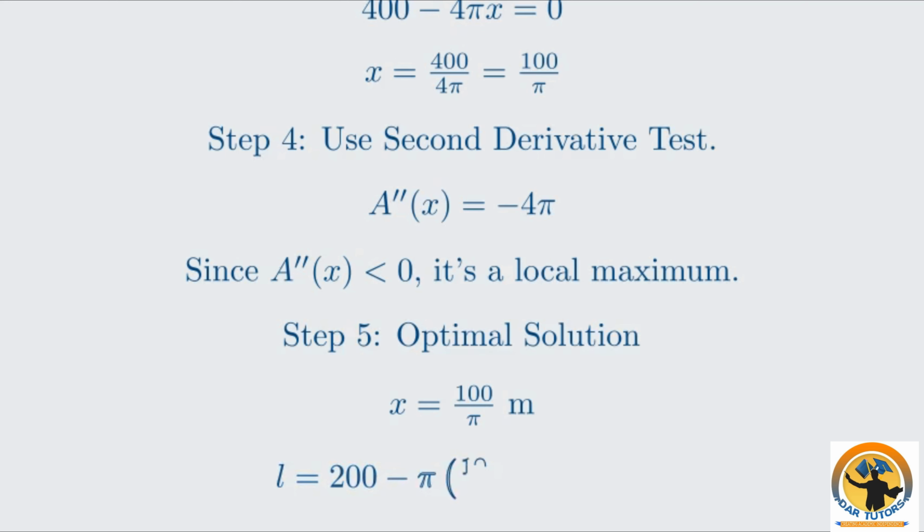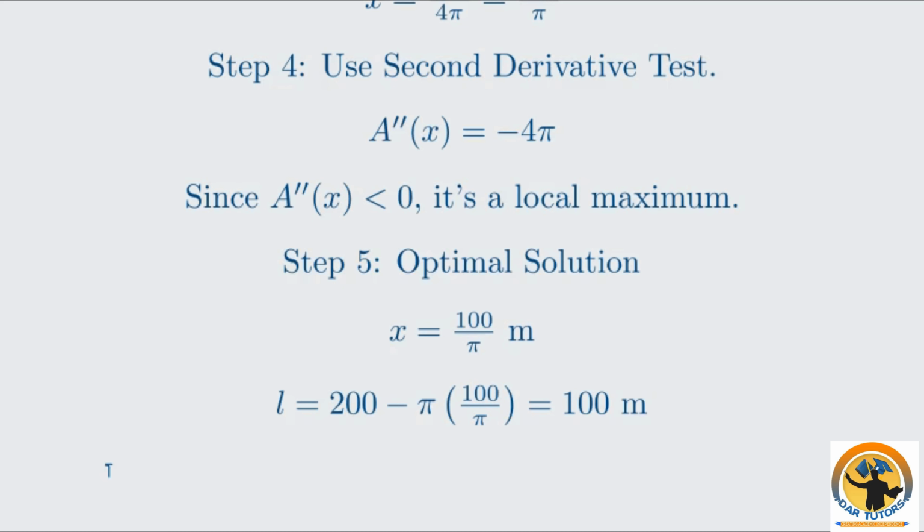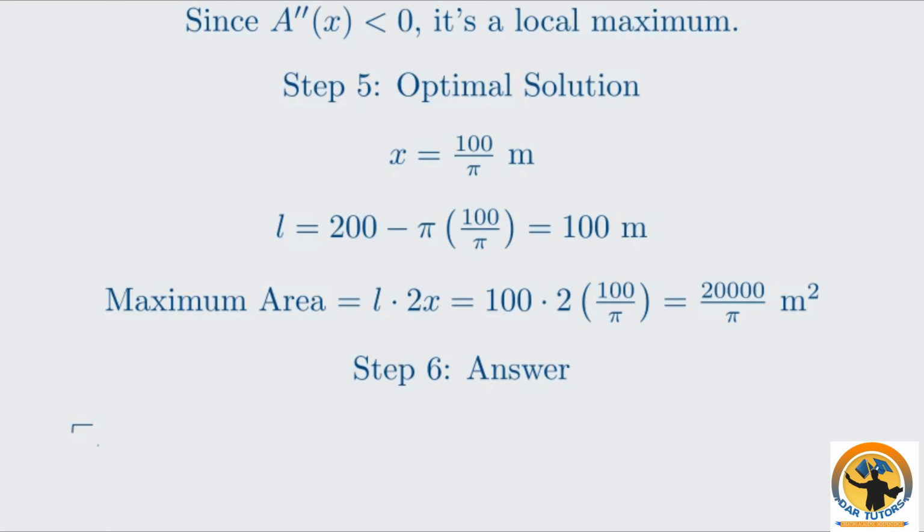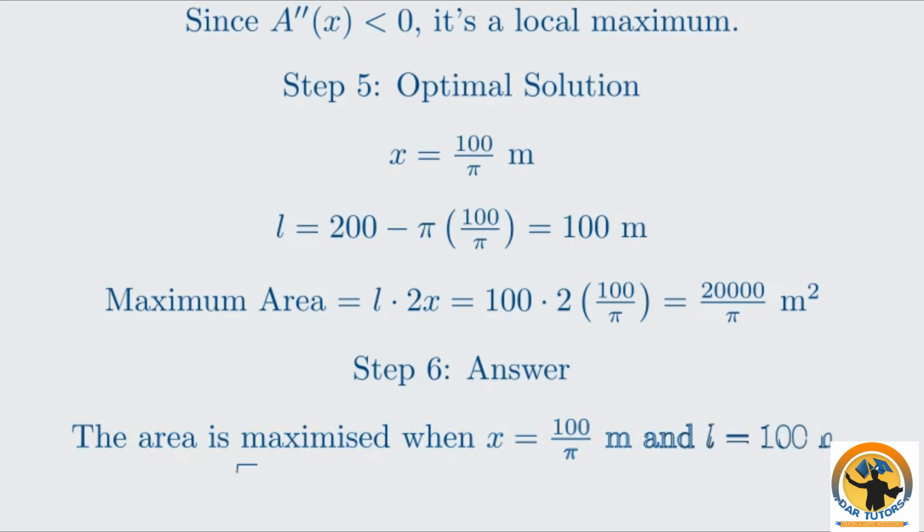We can find the corresponding length L. L equals 200 minus π times 100 over π, which is 200 minus 100 equals 100. The maximum area is L times 2x, which is 100 times 200 over π, or 2,000 over π square meters. Step 6. Answer. The area of the rectangle is maximized when the radius of the semicircles is 100 over π meters, and the length of the straight sections is 100 meters. The maximum area is 2,000 over π square meters.